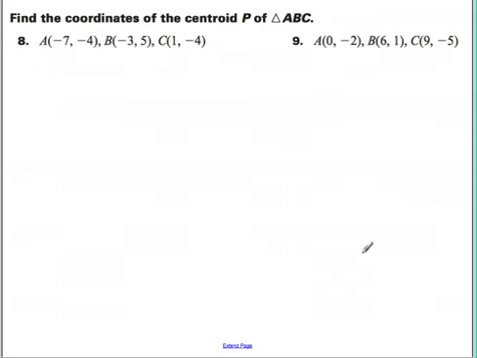Peace out. Oh man. Find the coordinates of the centroid. This is a hard problem. These are hard problems, especially this one right here. Okay? Let me walk you through 8. I think we're just going to do one of these just because of time. I don't want to waste your guys' time.